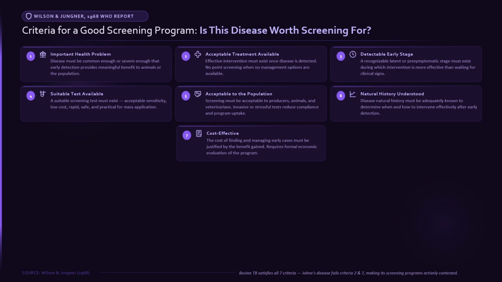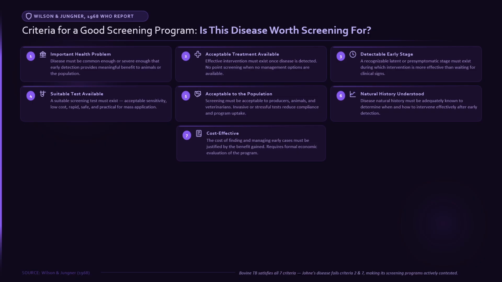Five, it has to be acceptable to the population. In our world, that means producers, veterinarians, and the animals themselves. An invasive or stressful test kills compliance fast. Six, the natural history has to be understood. You can't set a sensible screening interval if you don't know how quickly the disease progresses.